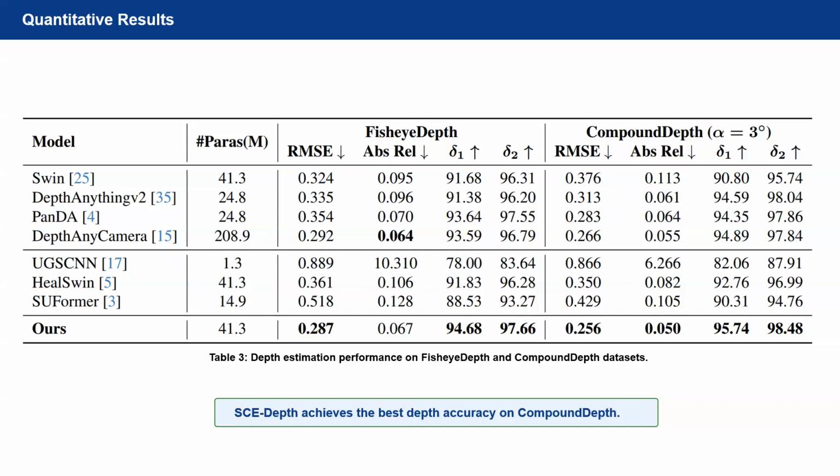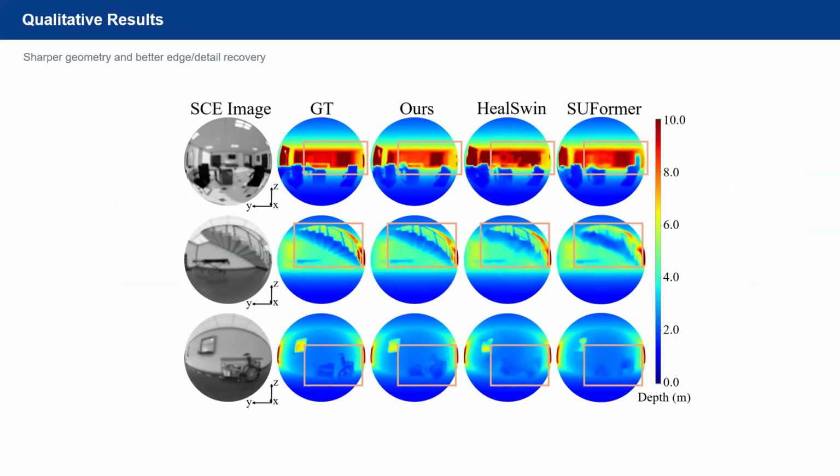On CompoundDepth with alpha equal to 3 degrees, our MSE decreases from 0.350 for HealSwin to 0.256 for our method. On fisheye depth, our method also achieves the best RMSE and the best delta 1 and delta 2 metrics among the compared methods. These results show that spherical sensing and gradient-aware learning are both beneficial for wide field of view depth estimation. The qualitative results show the same trend visually.